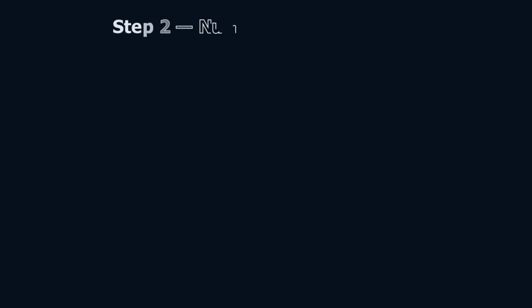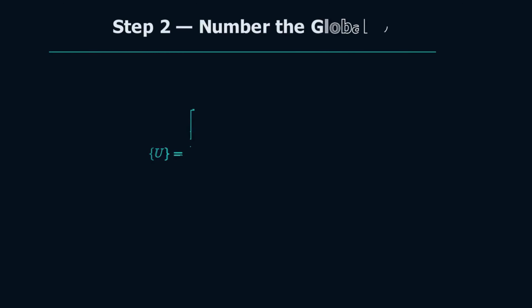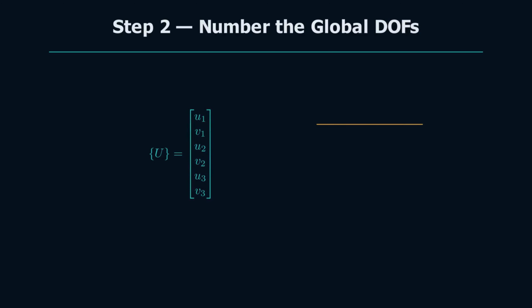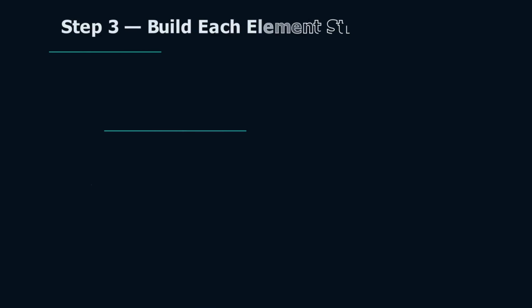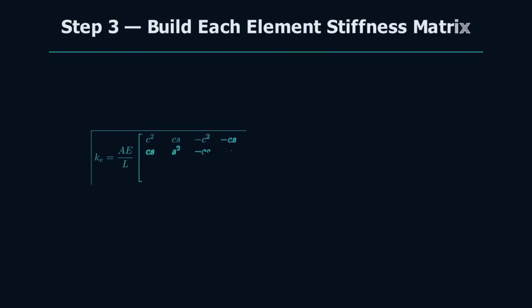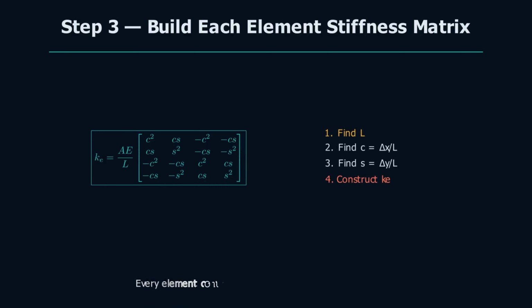Next, the solver assigns two global degrees of freedom to every node, horizontal displacement U and vertical displacement V. This simple numbering rule lets the program translate element node numbers into positions inside the global matrix. For every truss member, the solver calculates its length and direction cosines and constructs the 4x4 element stiffness matrix. The same element routine can be reused for every member. That is one of the key advantages of writing the solver as a sequence of small functions.